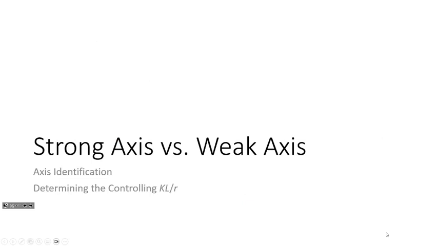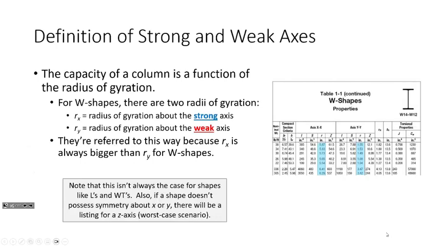All right. So now what we need to do is talk about L over r and determining the controlling L over r. And in order to do that, we need to understand strong axis versus weak axis behavior. Okay? So I want to talk about W shapes and sort of explain what I'm talking about.